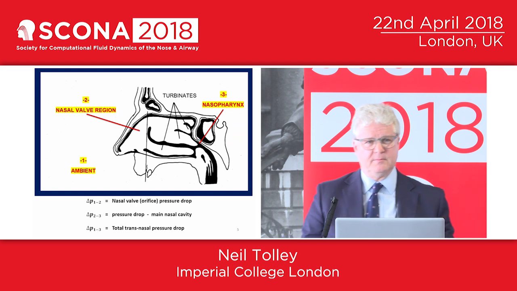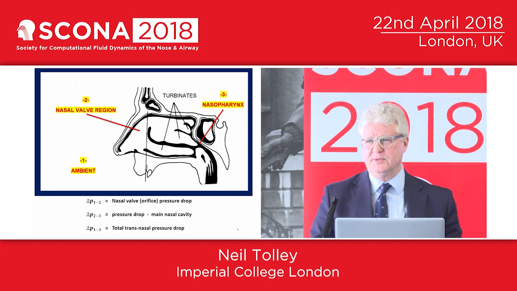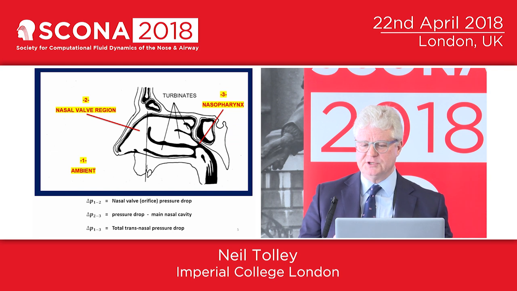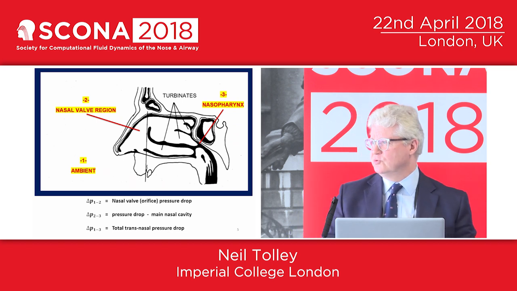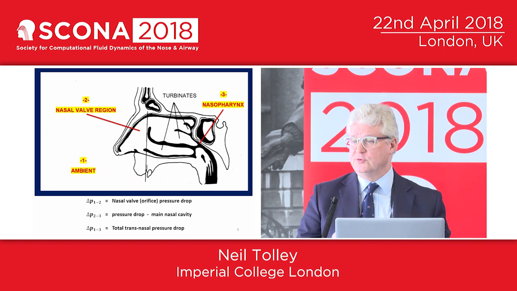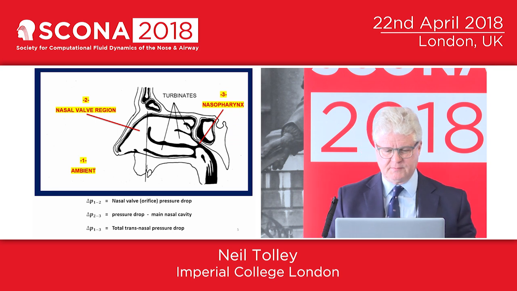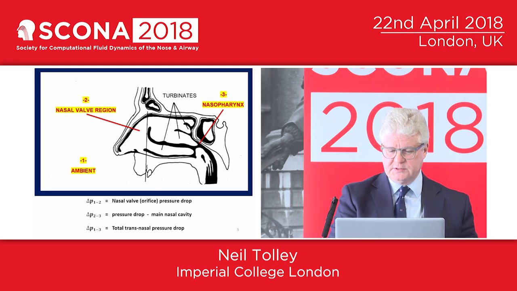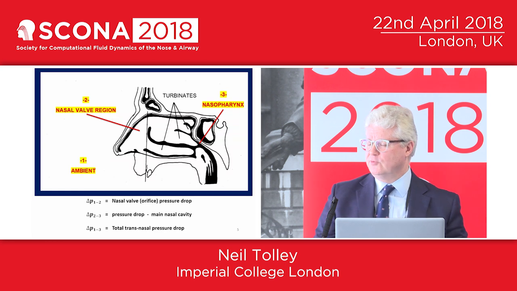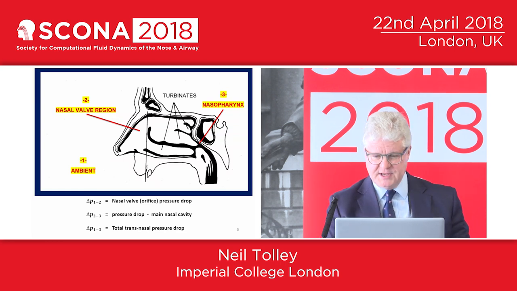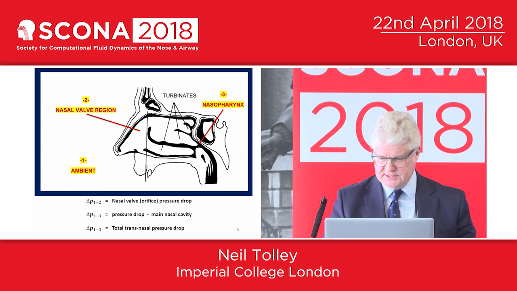This is a simple diagram in sagittal view of the nose, and 1, 2, and 3 define pressures: ambient, the pressure drop after the valve region, and also within the nasopharynx. Now, as we can see, the nose is not a straight pipe. In fact, airflow travels through 2 right angles to get into the nasopharynx, and it has very, very complex geometry. For the purpose of the talk, delta P 1 to 2 describes the pressure drop across the valve. Delta P 2, 3 describes the pressure drop across the nasal vault, which is this area here. And delta P 1 to 3 is the transnasal pressure drop.